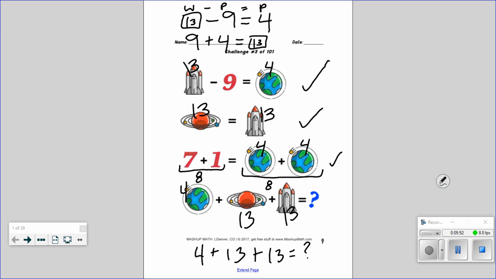What is the value of that question mark? What is that question mark worth? Doesn't have to be mental math. You have paper in front of you, you can work it out. It could be mental math. We've done problems like that with our number talks before. Michael? 30. Is that right? Yeah, 26 plus 4 is 30.